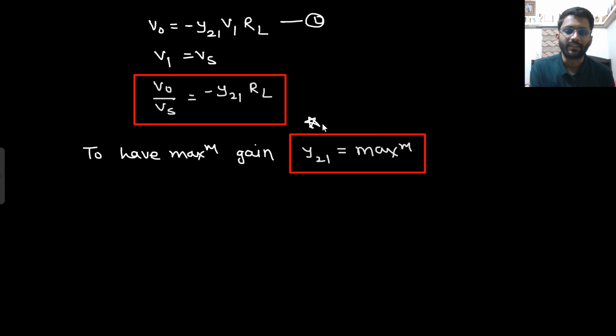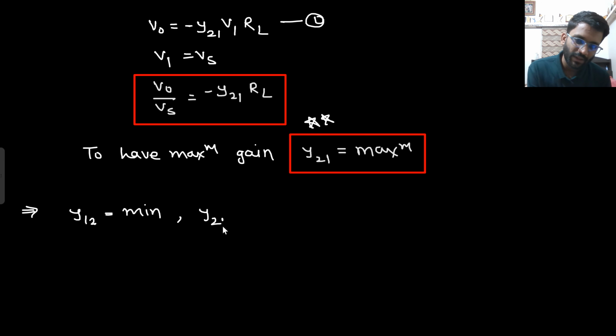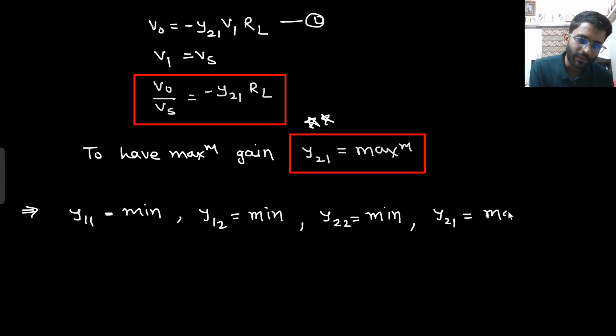We have found all the conditions. What are all the conditions? Y12 minimum, Y11 minimum, Y22 minimum. Only maximum is Y21. Y21 is maximum. That's it. These are the conditions. Are you getting this point?